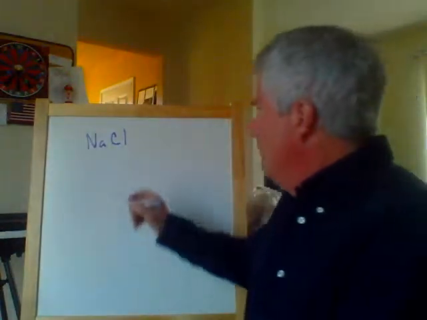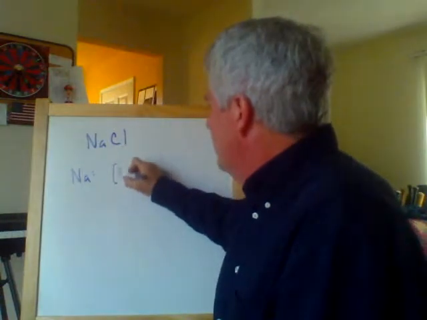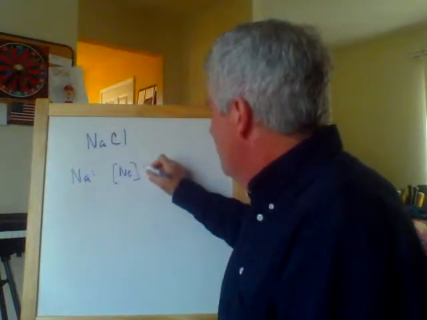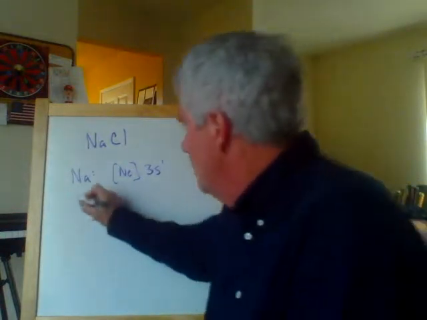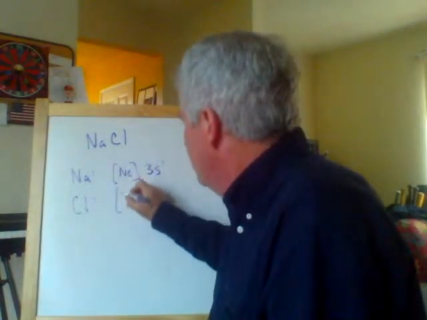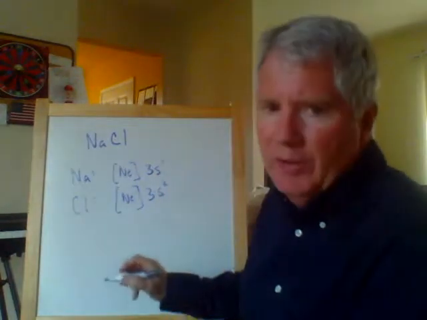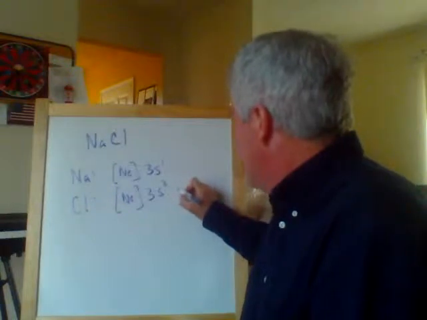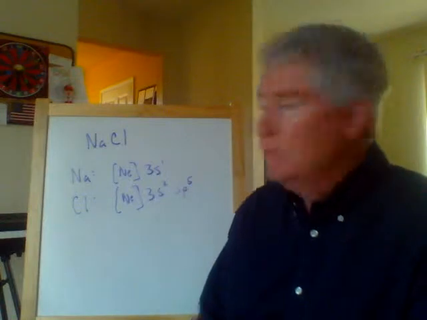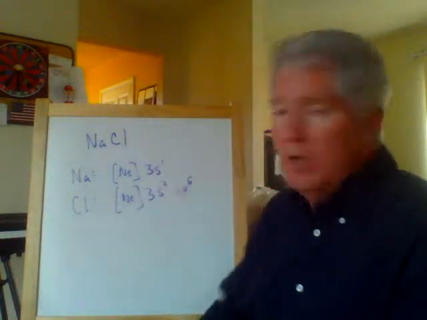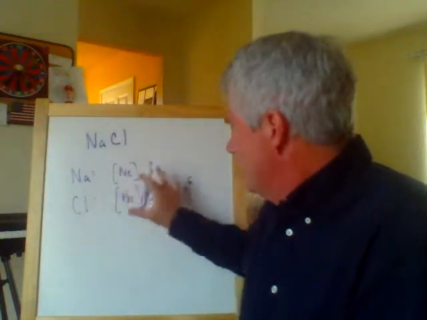Okay, so sodium chloride. Let me first draw the Lewis dot notation. Sodium has the configuration of neon, but it has one valence electron that's in the 3s orbital. Chlorine also has the configuration of neon, but it has 2 electrons in the 3s orbital, and it actually has 5 electrons in the 3p orbital. So chlorine has a total of 7 valence electrons, where sodium has just 1. So that's the orbital notation.